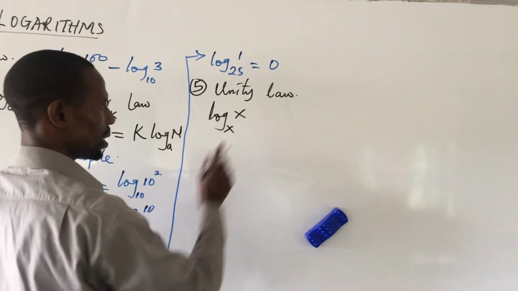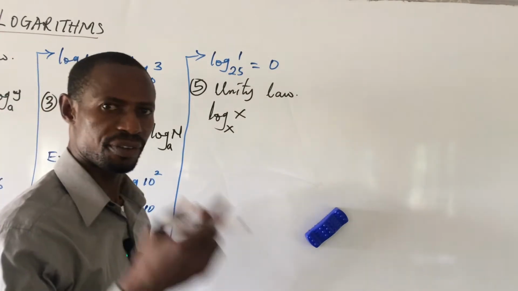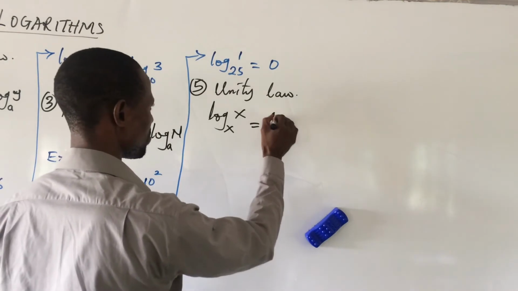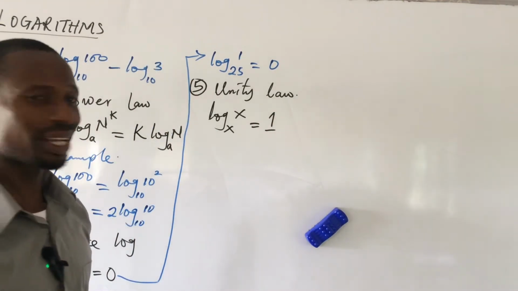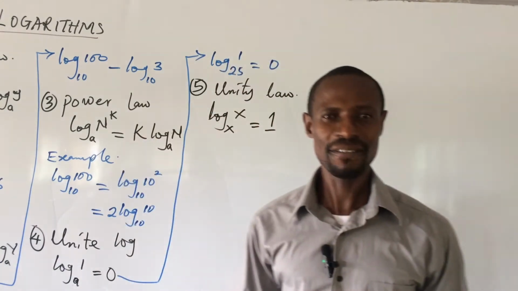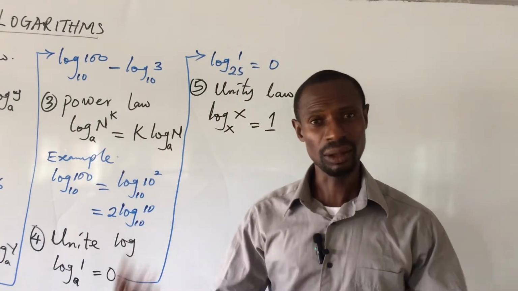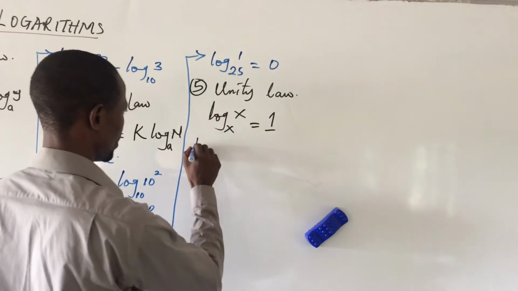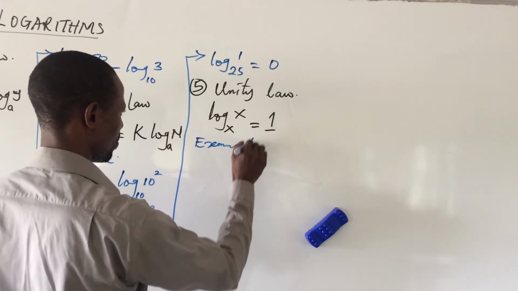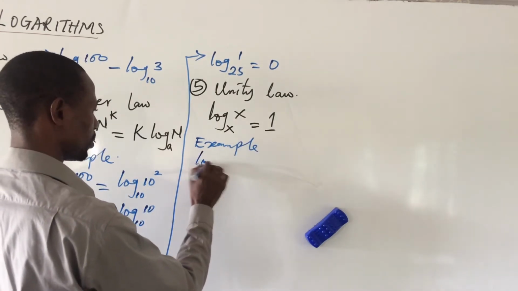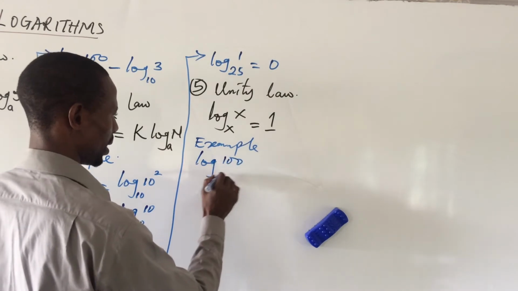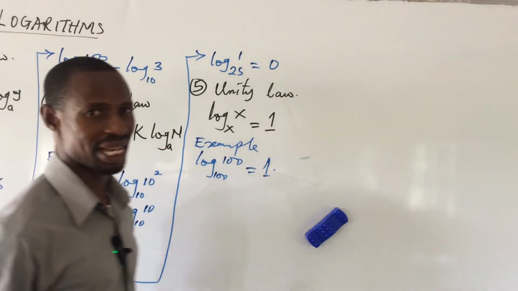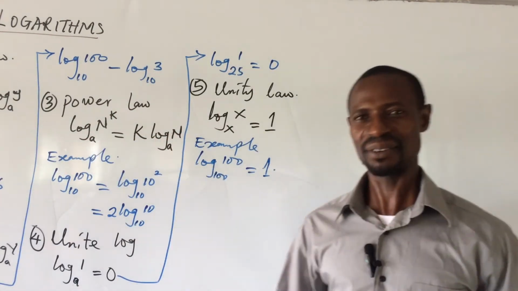x base x, so the log of any number base itself is equal to 1. Very simple. That's just the law. The log of any alphabet base itself is 1. The log of any numeral base itself is 1. So let's see an example. We have here, let's say, log 100 base 100 is equal to 1. As simple as ABC. Very, very simple.